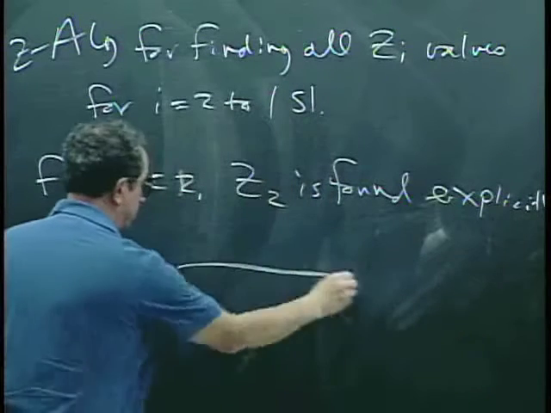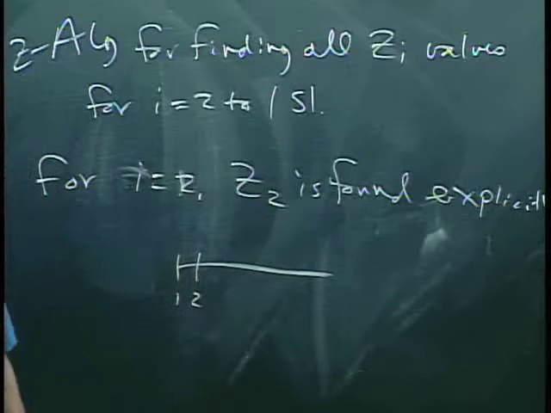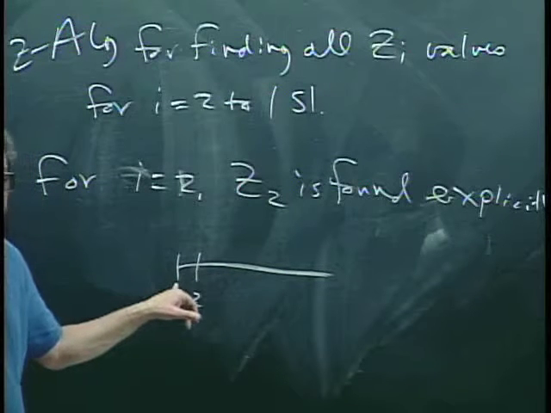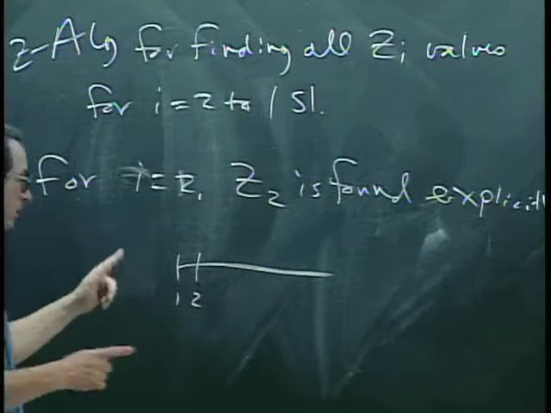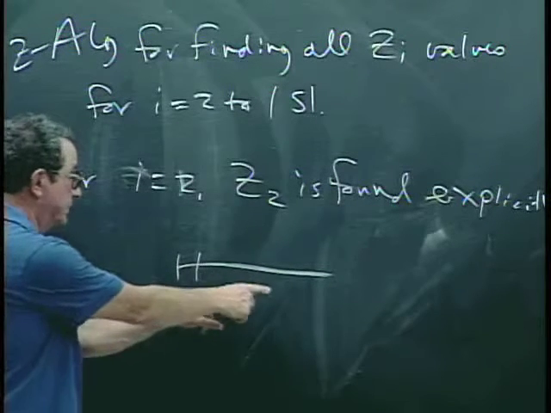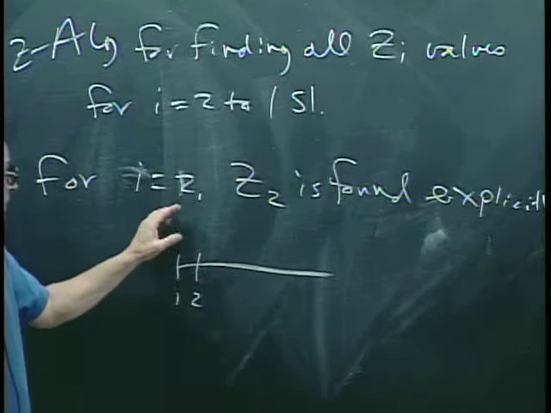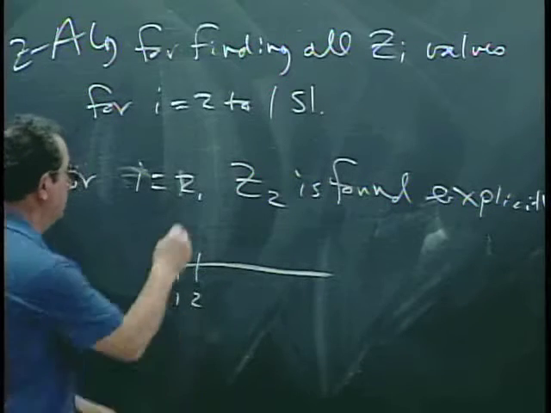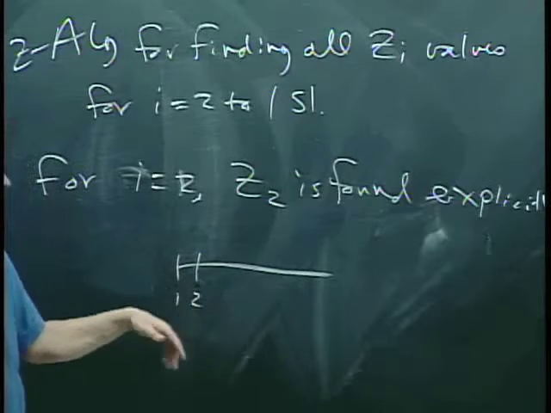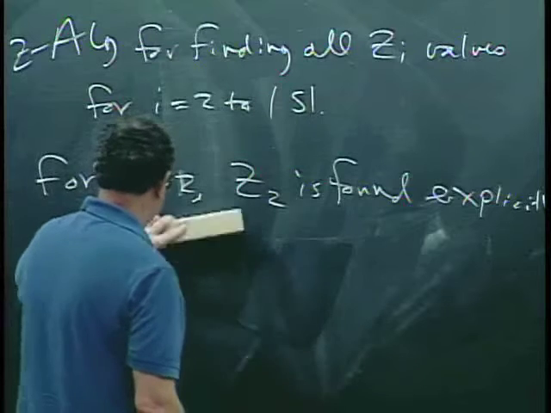That just means here you are at position 2, here's position 1. You want to know what's the length of the longest substring that begins here going forward that matches a substring that begins here. So you just look at the character at position 2 and the character at position 1. If they're equal, you move on and so on until you have a mismatch. And that tells you the length of the longest substring starting at position 2 that matches a prefix. And that's what Z2 is.